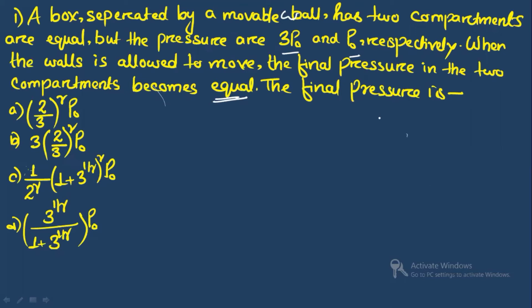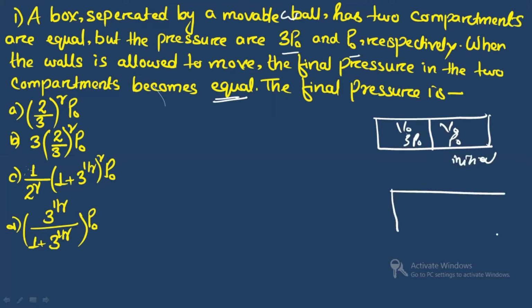So first, let's see the initial condition. In the initial condition, you have a box separated by a movable wall. Initially the compartments are equal, and the pressures are 3 P naught and P naught. This is the initial condition. Later on the movable wall is moved. When it is moved, the pressure becomes equal on both sides, which is considered to be Pf. And the volume will obviously be the same. So you have to find this pressure.